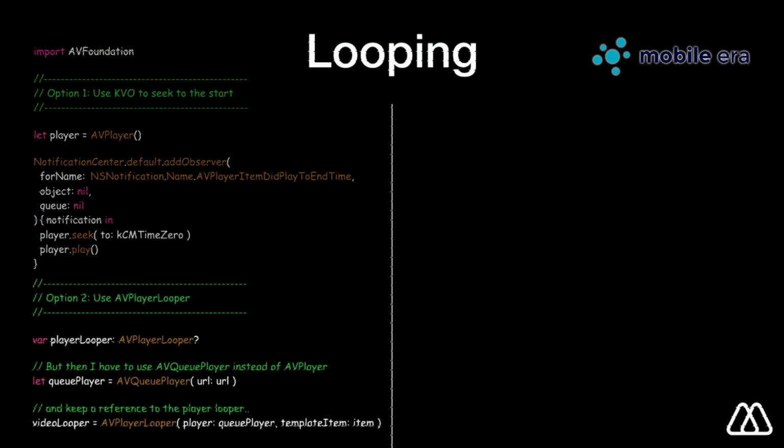Luckily in iOS 10, we got something called AVPlayerLooper. But then we have to use something called AVQueuePlayer, which basically entails that you're queuing the same video again and again and again, which just sounds really overly complicated for what you're trying to do. Wouldn't it be nice to just be able to set looping on your player and that's it, you're good to go?